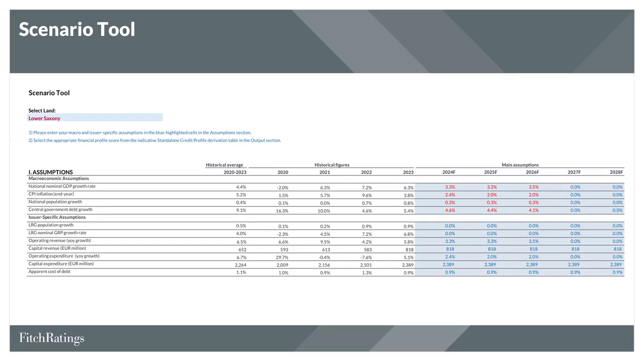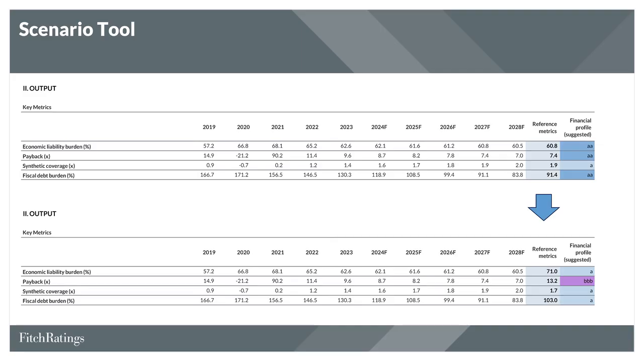The red figures are based on macroeconomic assumptions from the Fitch Sovereign Group, and users can refer to the Global Economic Outlook report, published quarterly for further details. The scenario tool output table is shown here.